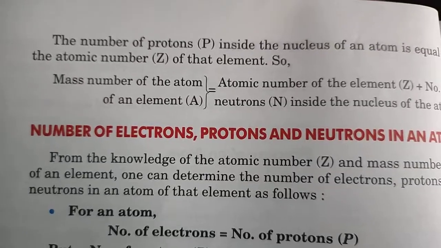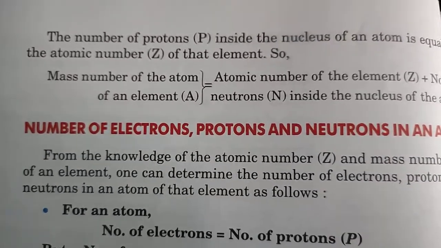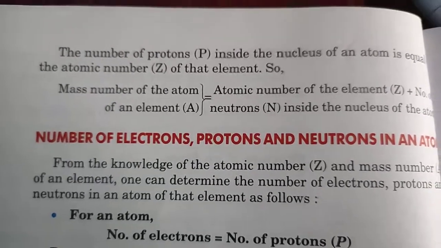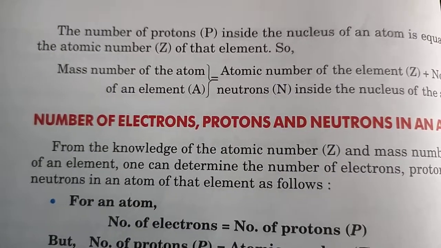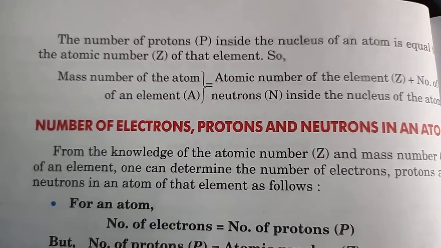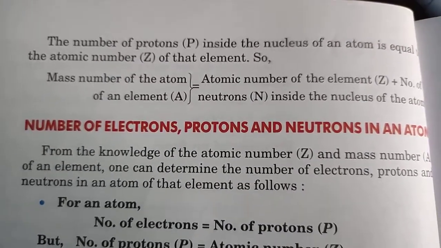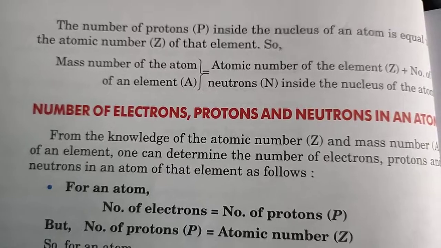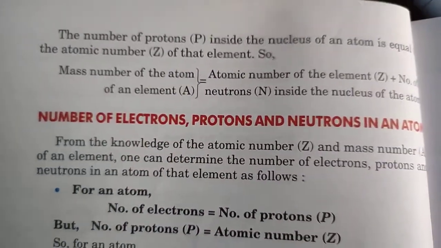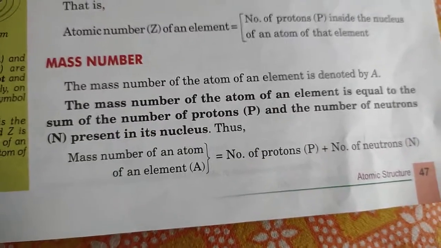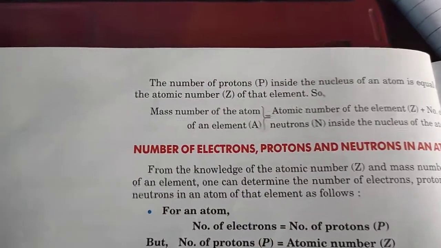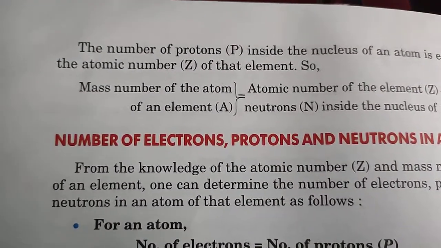The number of protons inside the nucleus of an atom is equal to the atomic number of that element. So mass number is equal to the atomic number of the element plus the number of neutrons inside the nucleus. You can write it like this. Mass number is equal to number of protons plus number of neutrons. In place of number of protons, you can write atomic number also, as you know that the number of protons is equal to the atomic number.